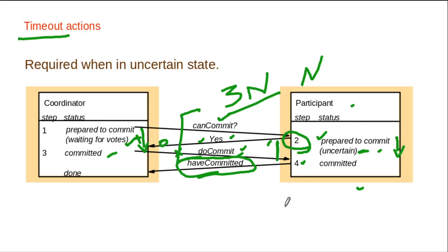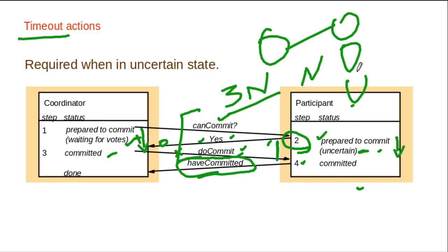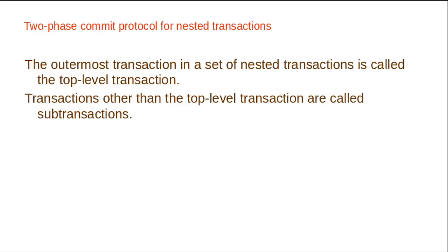Okay. So this is something about the two-phase commit protocol. However, till now what we have seen is transactions working from a coordinator to other servers, right? So it is basically a flat transaction. Now let us see what happens if the transaction is a nested transaction. There also we will have a two-phase commit protocol, right?